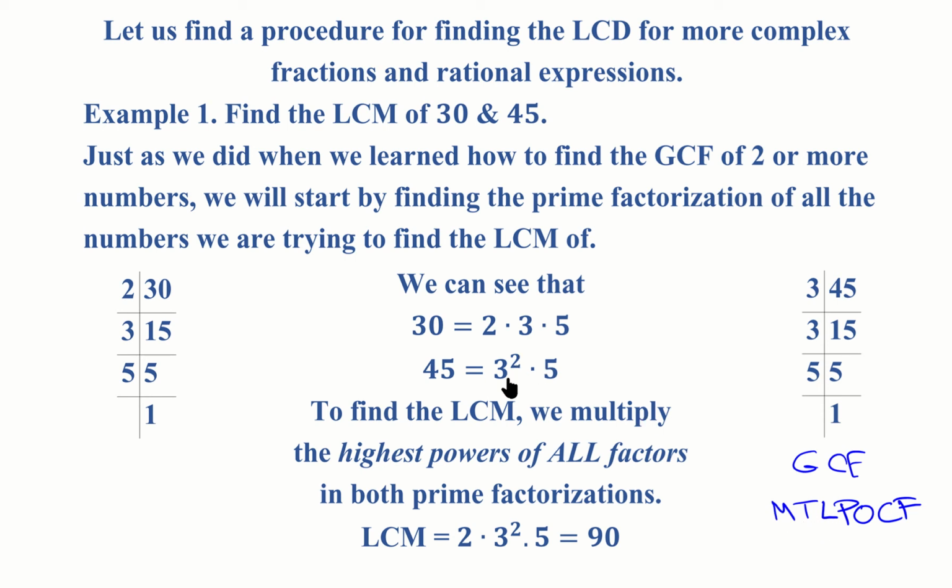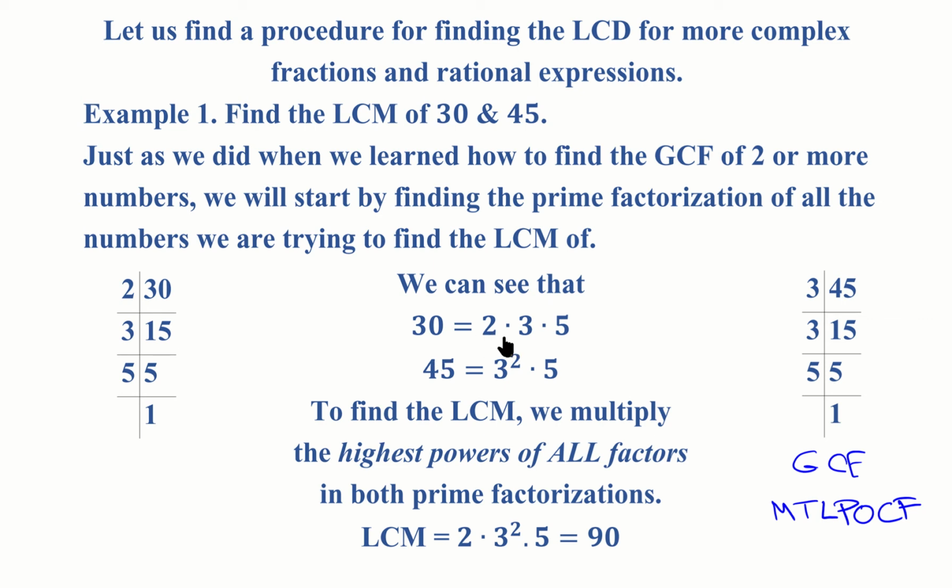We're actually going to be multiplying the what? Exactly, the highest powers. And remember, you're looking for a number that both of these factorizations go into. That means you don't just multiply the common factors, the highest powers of the common factors. You're going to multiply the highest powers of all the factors. That way, you're going to end up with a number large enough so that both of these numbers go into it.